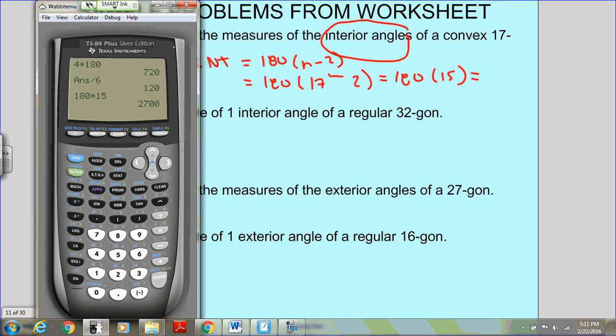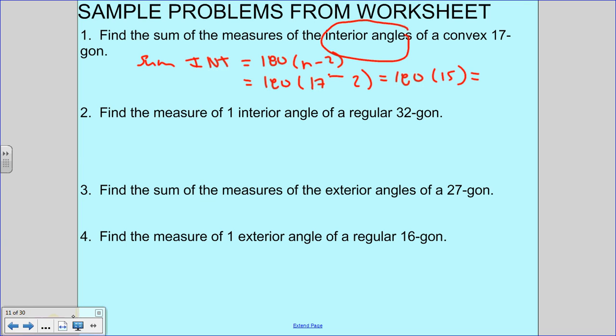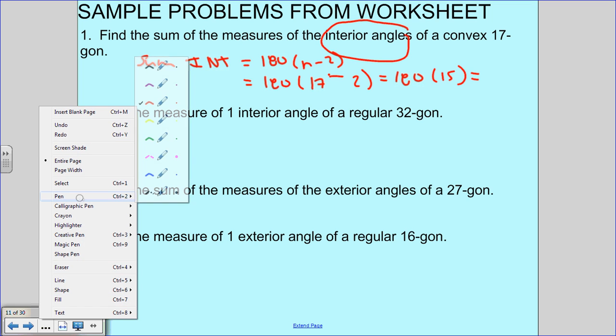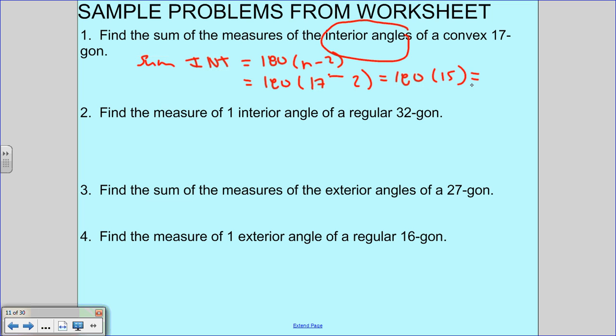And you get 2,700. All right, the next one wants us to find the measure of one interior angle of a regular 32-gon.